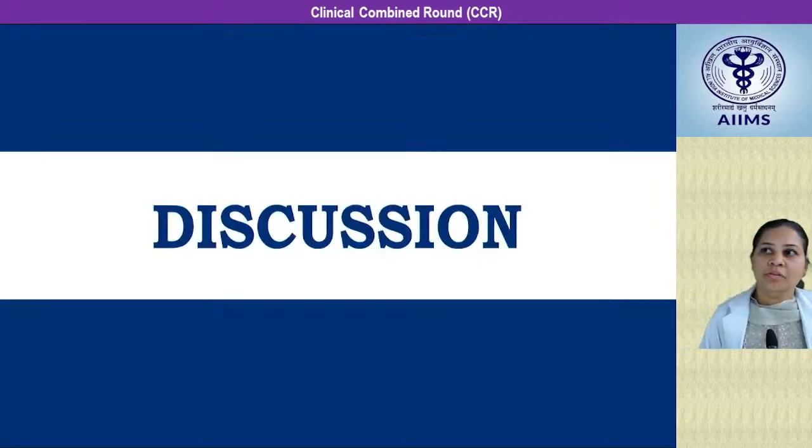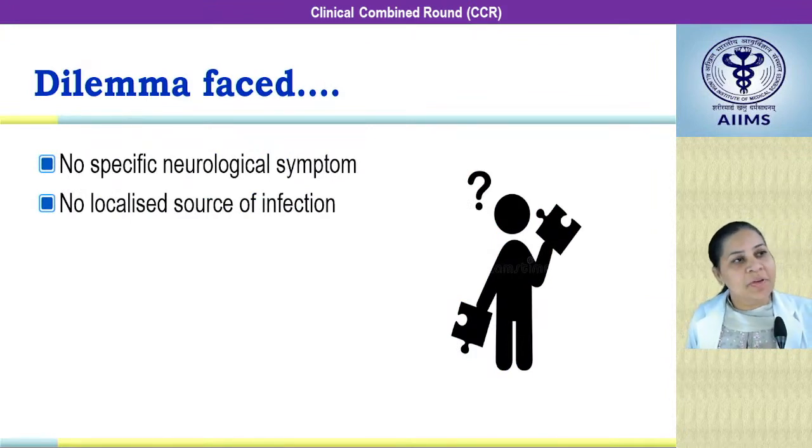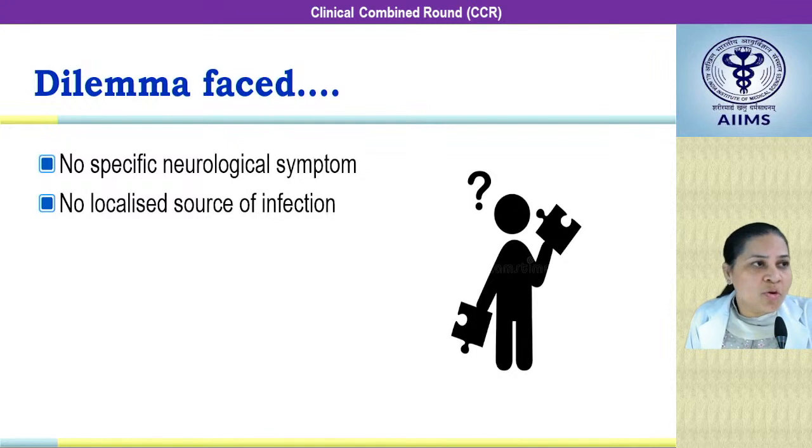Good afternoon. So initially we were in a dilemma because of the prolonged leaking PV. We were thinking along the lines of chorioamnionitis, and we were thinking that this fever was because of the chorioamnionitis, but we were not getting any clinical signs or any laboratory features or any radiological findings which could suggest it.